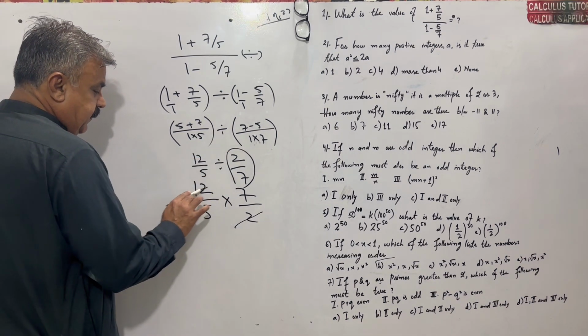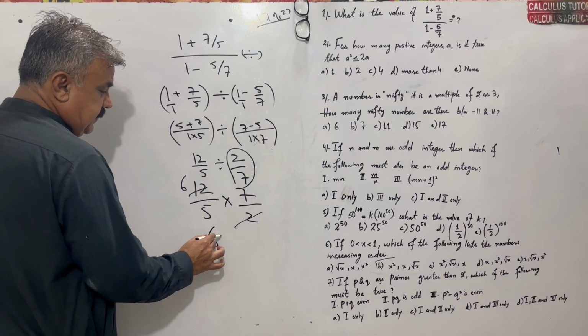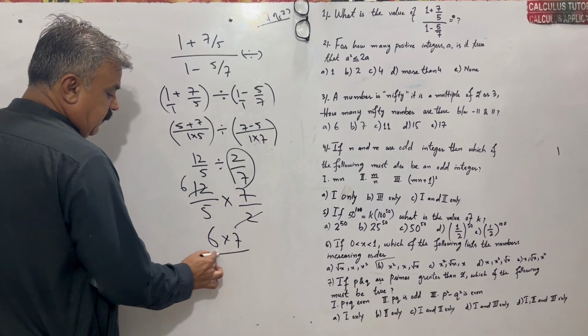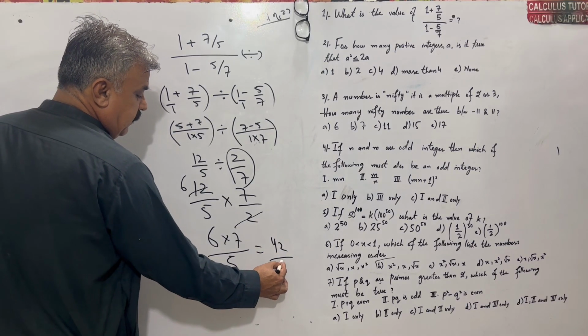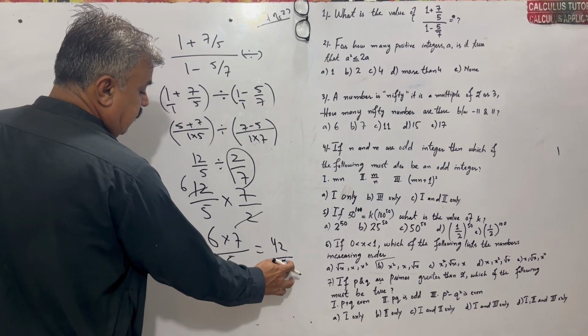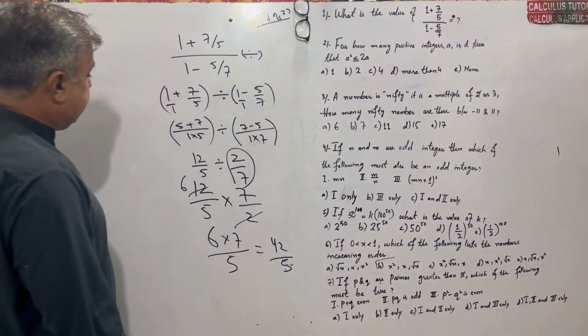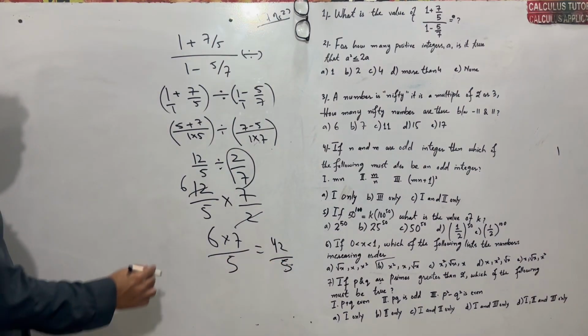Applying the table of 2, 6 times. So I have 6 times 7 over 5, which becomes 42 divided by 5. 42 over 5, that is not the answer.